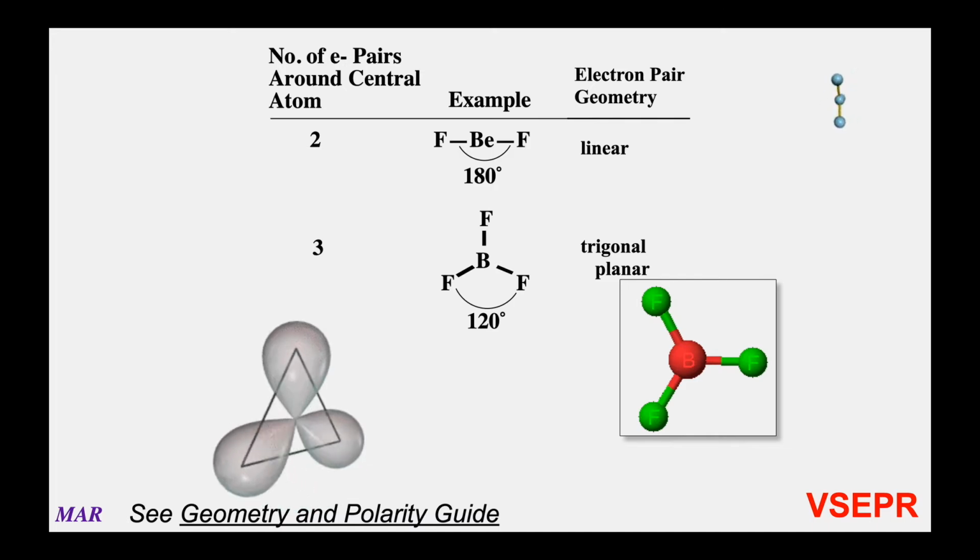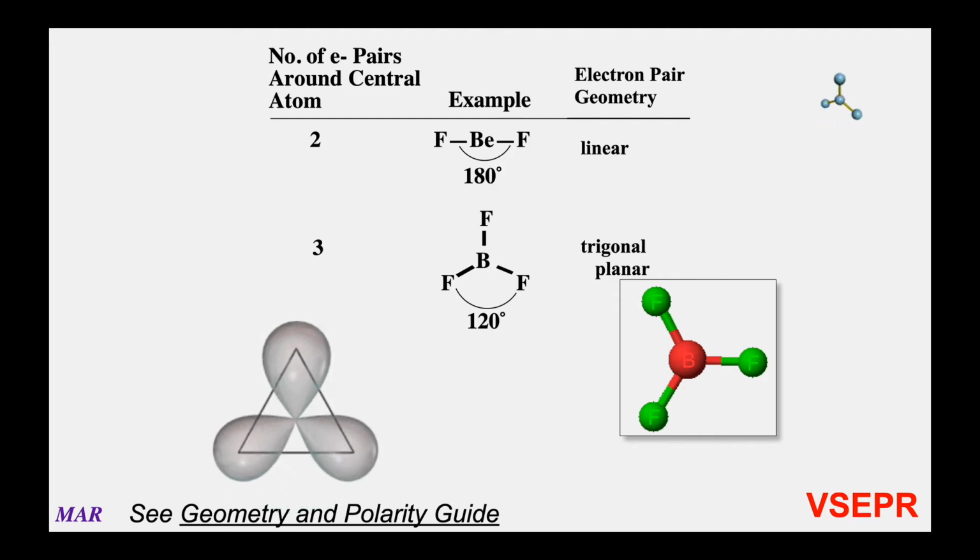If you have three outside atoms around a central atom, as an example, boron trifluoride, which we've seen earlier, then those three F atoms are going to try to be as far apart from each other as they can. Because again, each of those BF single bonds is like an electron cloud, and the clouds want to be as far apart from the other clouds as possible.